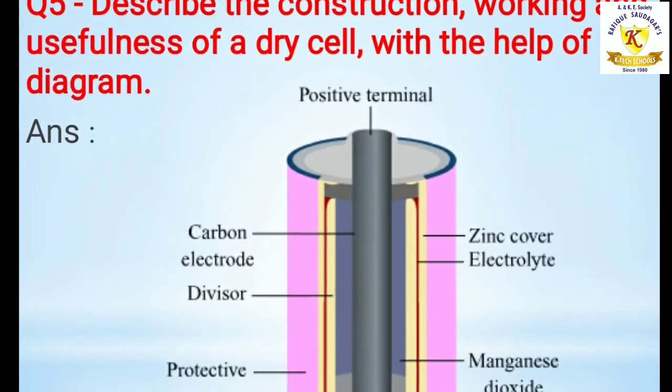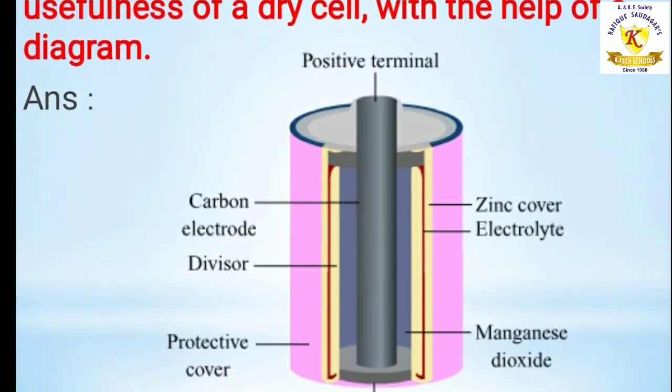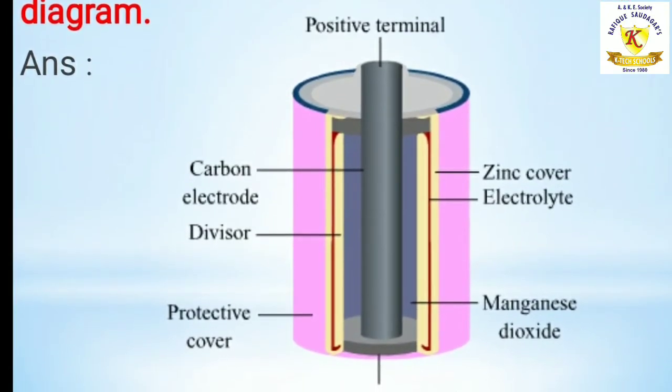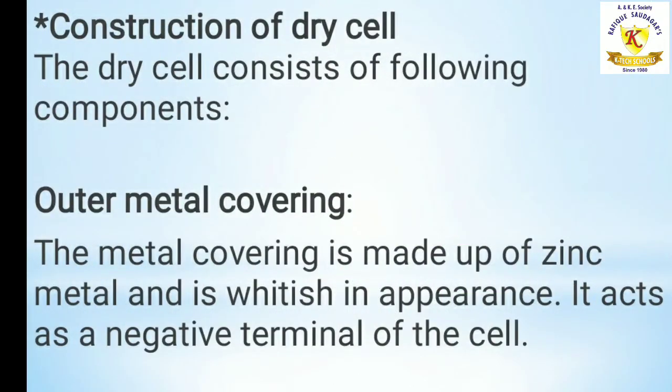Now question number 5. Describe the construction, working and usefulness of a dry cell with the help of a diagram. So this is the diagram of a dry cell which you need to draw. Construction of a dry cell. The dry cell consists of following components. Outer metal covering. The metal covering is made up of zinc metal and is whitish in appearance. It acts as a negative terminal of the cell.